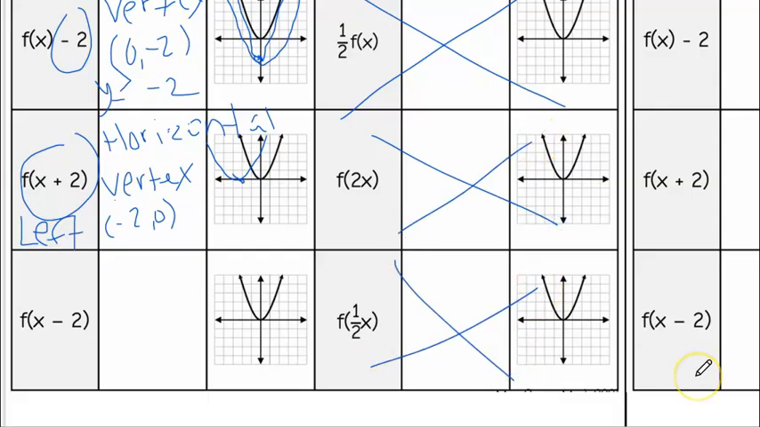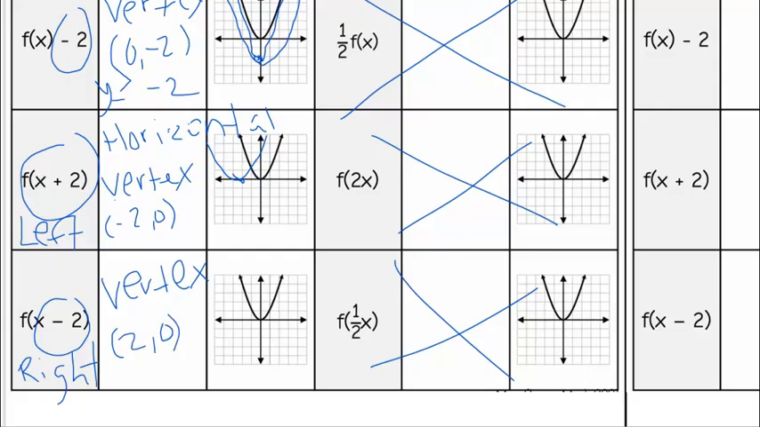All right, last one. Now, what if you see this one? This is the opposite. So you're going to write on this one, same thing, but the vertex is going to look like this. The vertex is (2, 0). Okay, so we'll go 2 here, 1, 1, 2, right there.